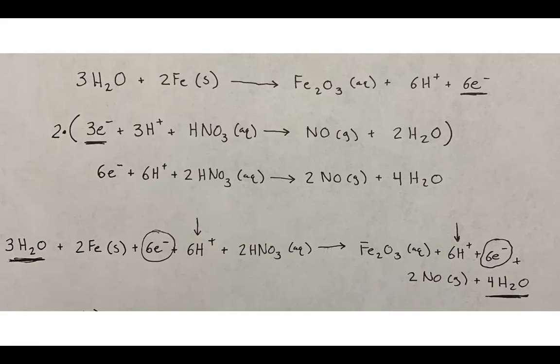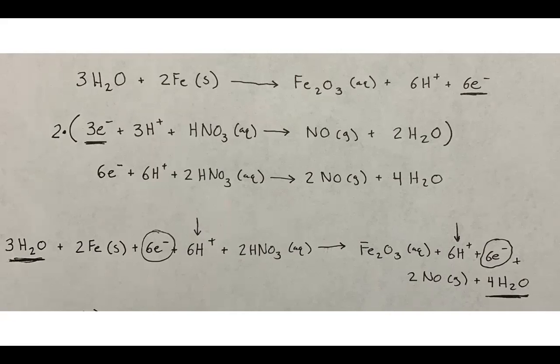One thing that should always cancel are our electrons, and those are circled. There's 6 electrons on each side. They cancel each other out and should not appear in your final equation. Underlined, we have water. We have 3 molecules of water on the reactant side, 4 on the product side, and those are going to cancel out. In our final equation, we should just see a singular molecule of water on the product side. You're basically just subtracting 3 water molecules from either side.